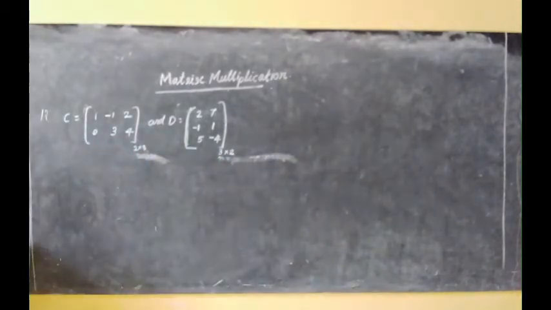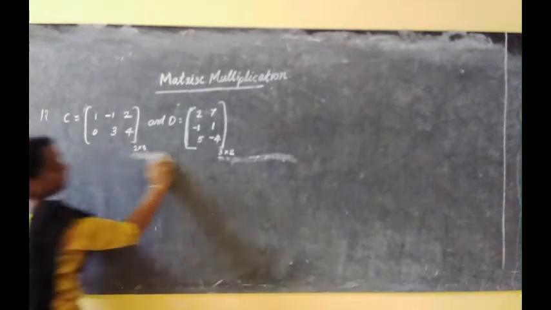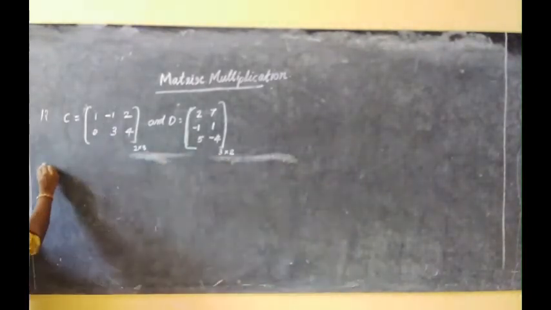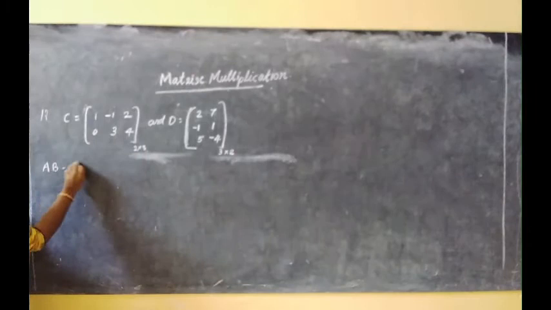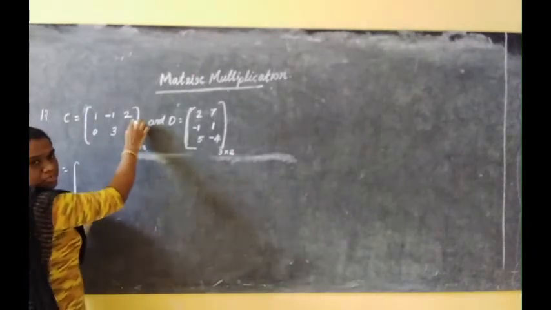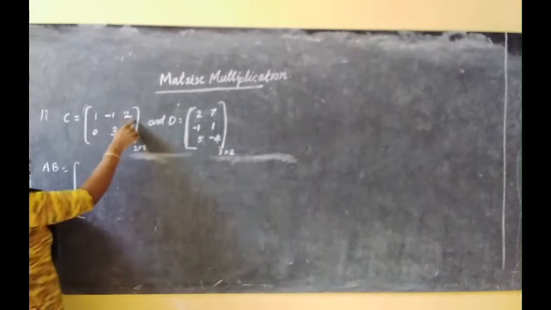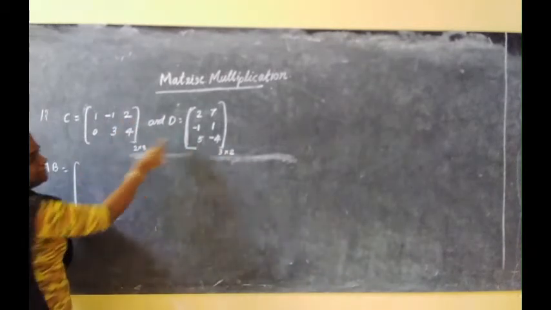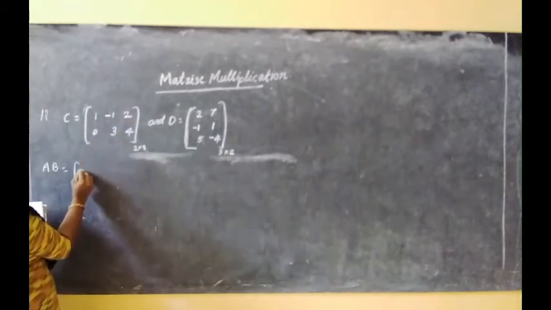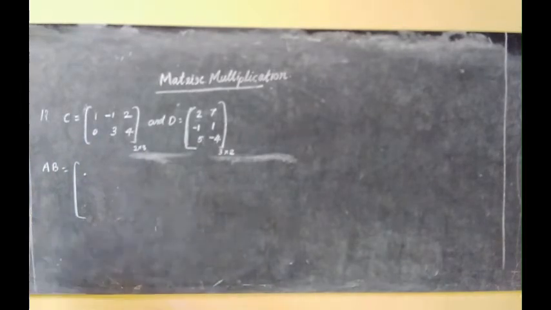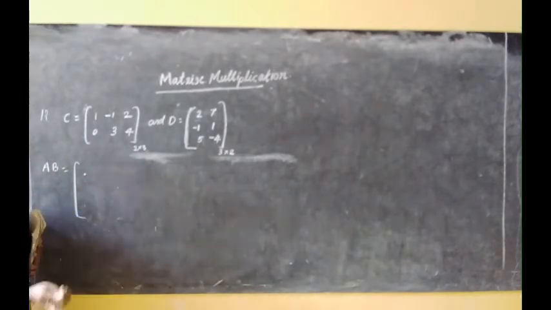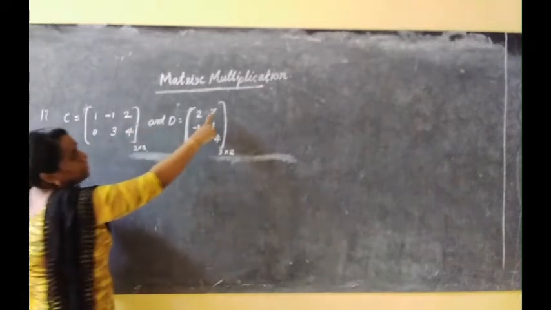And how to multiply this? Some particular method is there. Then we can write the product AB equal to. Here the first row we want to multiply with the first column. First row we should multiply with the first column. Again, that is how we get the first element. If you have to get the second element, the first row should be multiplied by the second column.